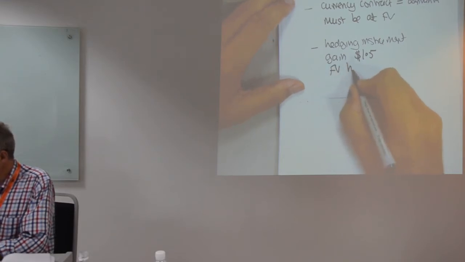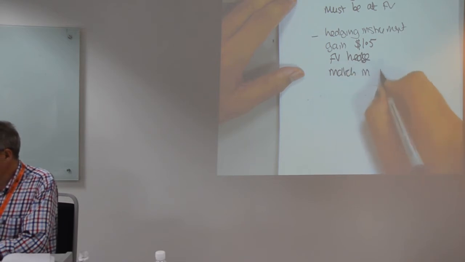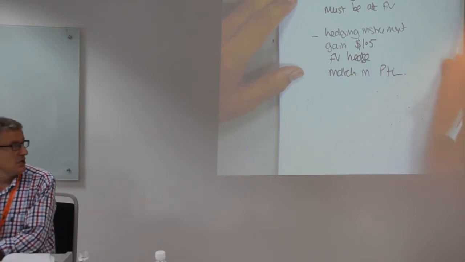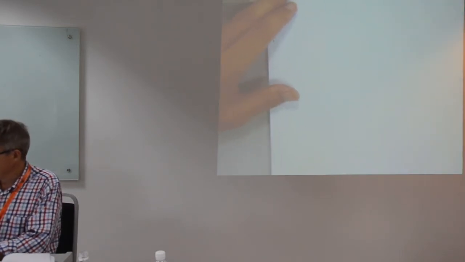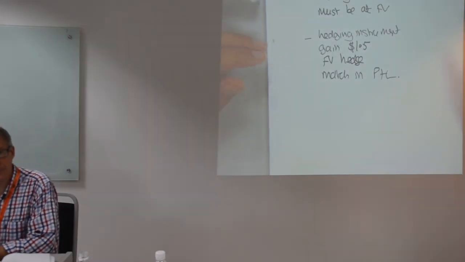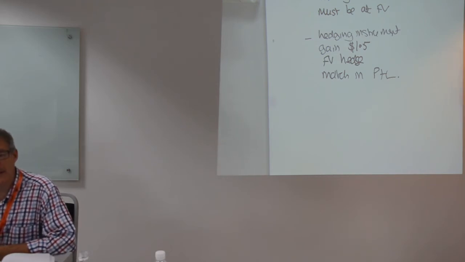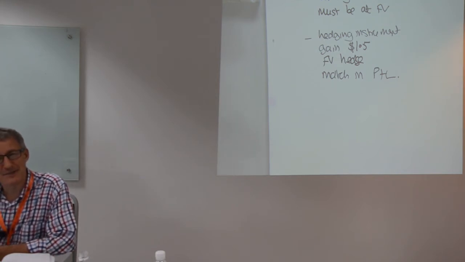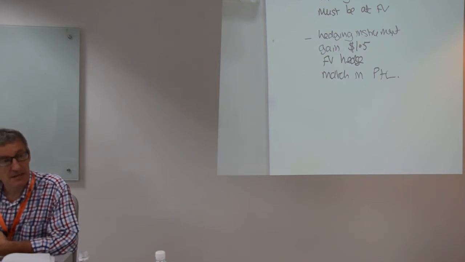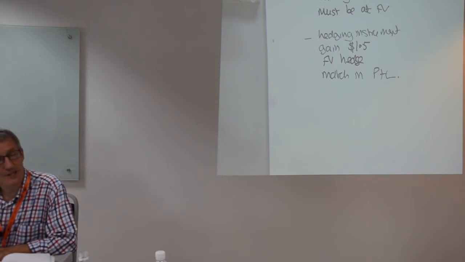This is a fair value hedge. We can match it in the P&L. So in the profit and loss account, you would have both the loss of 1.4 and the gain of 1.5. Not a perfect hedge. Something called basis risk may have crept in. It's not a perfect hedge, but it is substantially covering the risk.